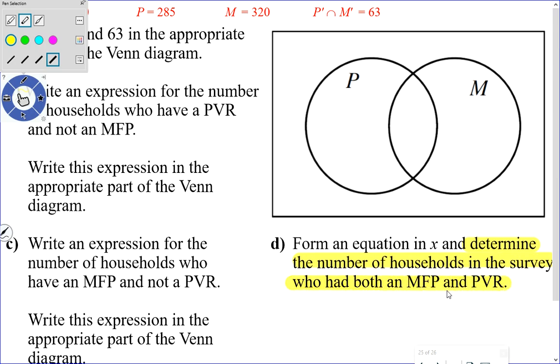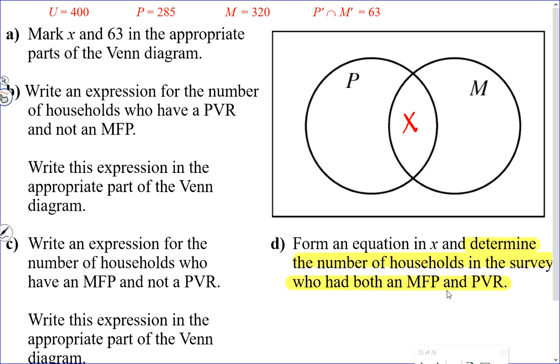And I'm going to start by telling you that when you see a question like this, you put X in for both. Now, what are you told to do here? I've got the numbers at the top of the screen. The universal set is 400. The number in set P is 285. The number in set M is 320. And the number that do not have a PVR and do not have a multifunction printer is 63. That means, by the way, the 63 goes here, and we have answered A.